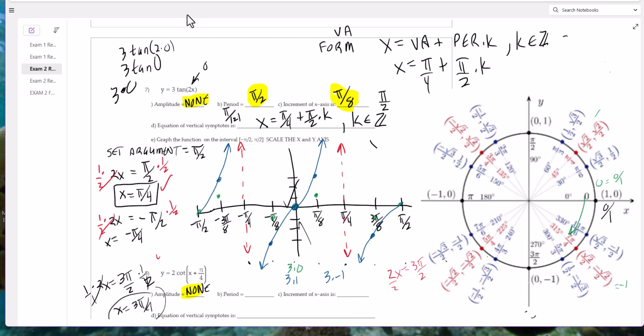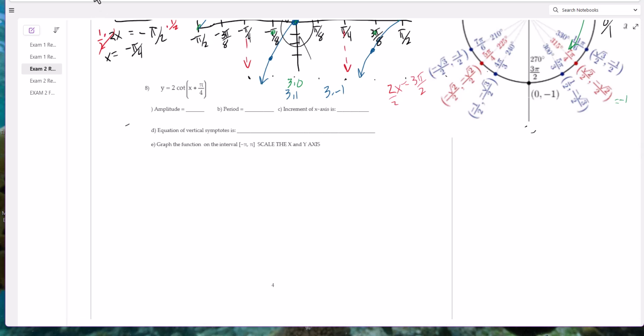Okay, so let me finish this video with the cotangent graph and get this one put together then. So again, what I'm going to do on this is, again, there is no amplitude. The period we do pi over b. B is going to be 1. So pi over 1 is going to be pi. The increment is take the period divided by 4. So we have that information.